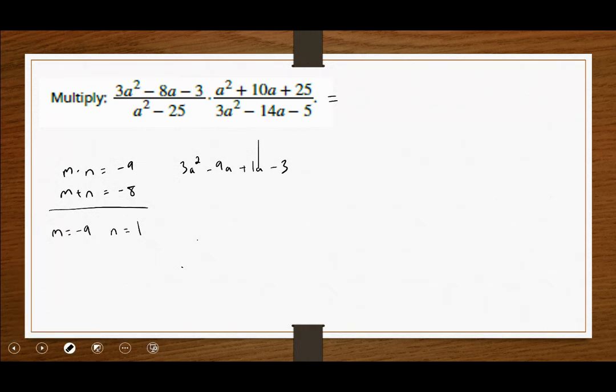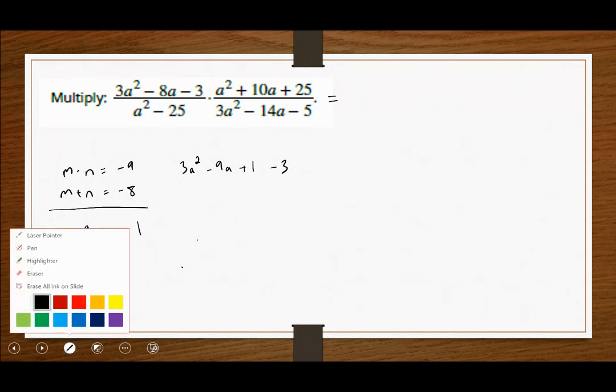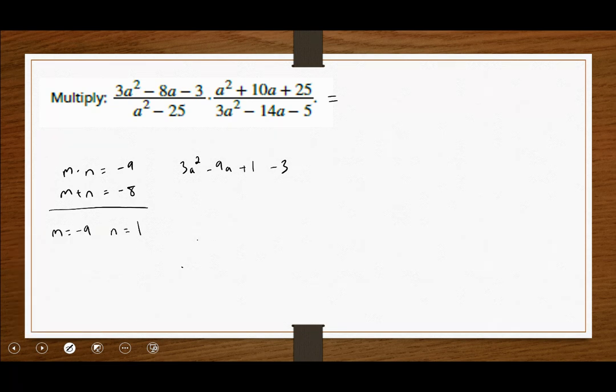And to factor by grouping, we will identify the GCF amongst the first two terms and remove it, leaving us with a binomial, and repeat the same process for the second pair. So 3a squared minus 9a. They seem to have a GCF of 3a. And if I remove that from each term, I'm left with a minus 3.